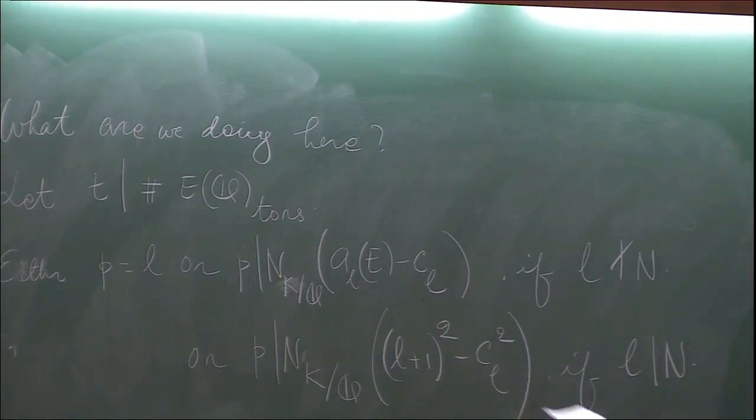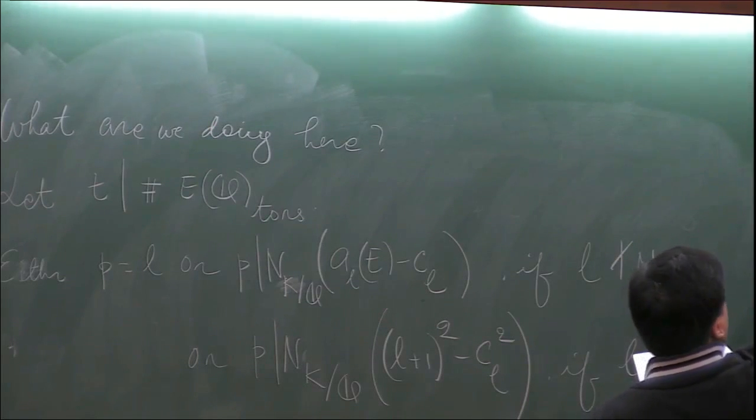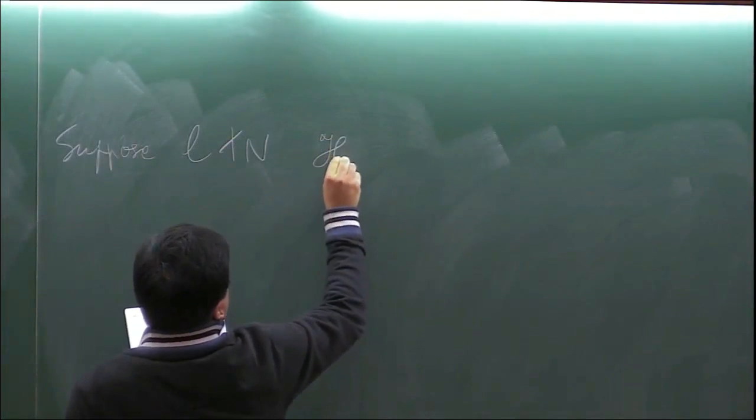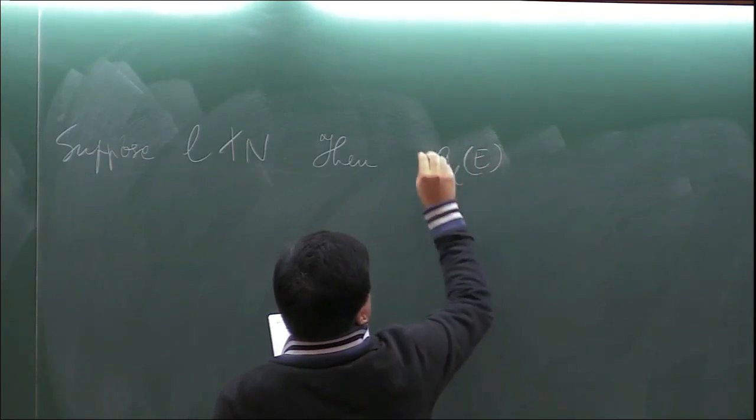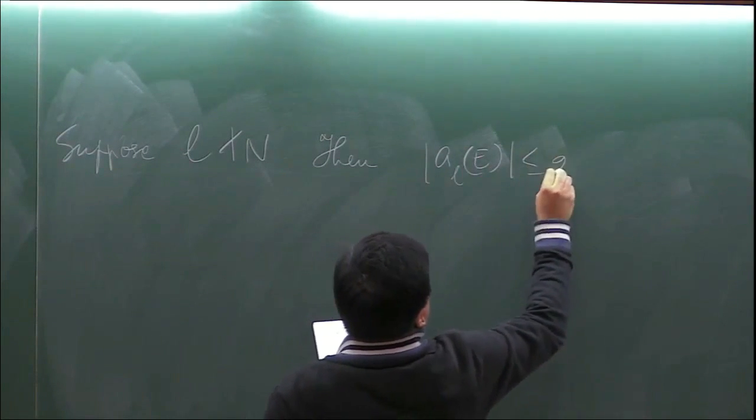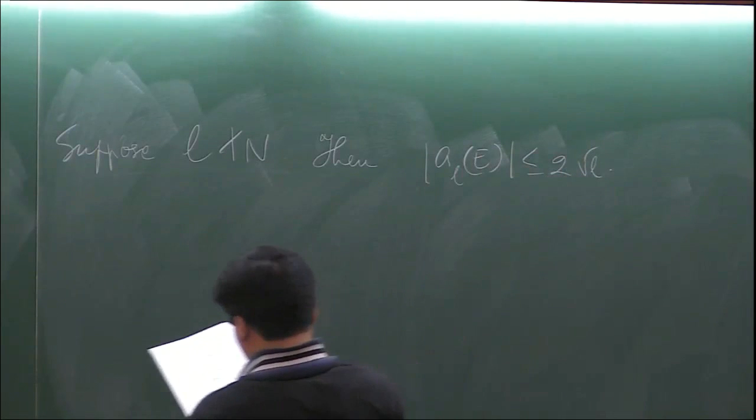Okay, we are not done with the solution of the problem, okay? So I'm just taking what we are doing here. We'll come back to this. So suppose L does not divide N, then I know that A_L(E) is less than or equal to 2 times root L, okay?